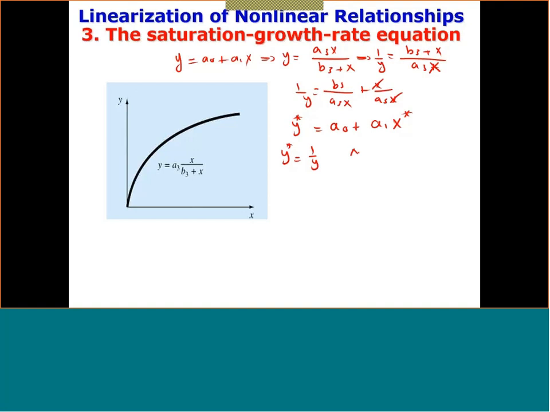Okay. Now, what is your a0? Your a0 is nothing but 1 over a3. And what is a1? It is nothing but b3 over a3. So this is your a0, this is a1. From this you can find a3, and once you know a3, you can find b3.